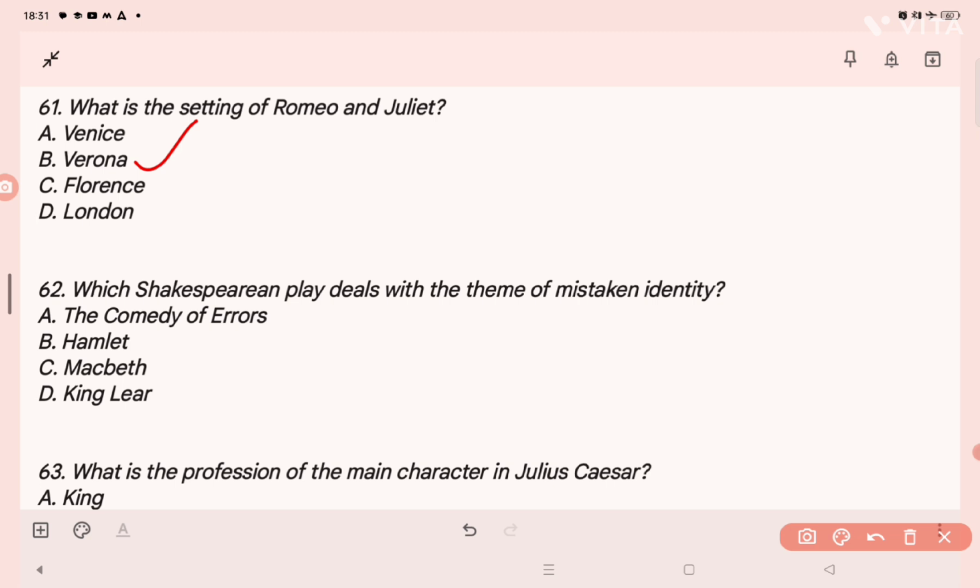Which Shakespearean play deals with the theme of mistaken identity? Option A. The Comedy of Errors. The Comedy of Errors centers on mistaken identities leading to confusion and comedy. Syracuse and Ephesus.